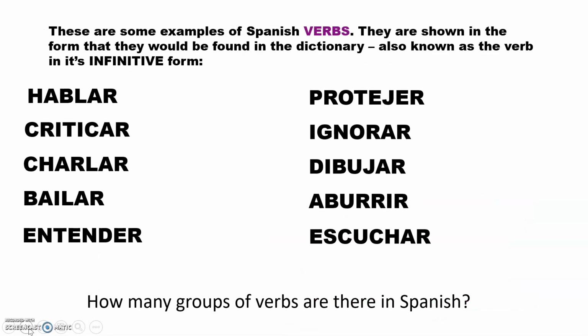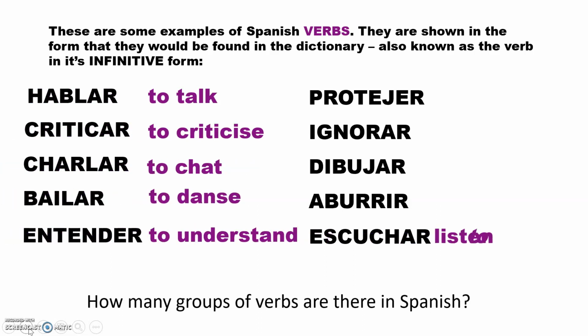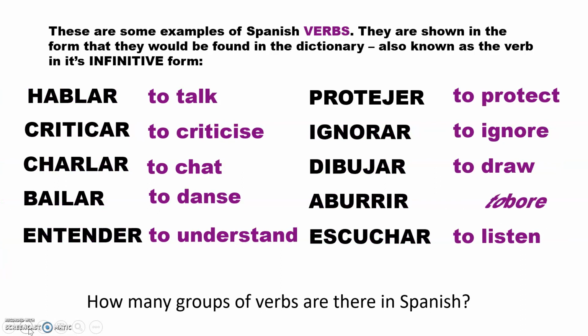Well, below here, we can see some examples of Spanish verbs. Now, these verbs are shown in the form that would be found in a dictionary. This is known as the verb in its infinitive form. Hablar, criticar, charlar, bailar, entender, proteger, ignorar, dibujar, aburrir y escuchar. As I said, these are in their infinitive formats. You can see their English translation starts with to talk, to criticise, to chat, and so on and so forth. However, we don't know who's doing the talking, the protecting. We don't know when this action is taking place. They're in their infinitive format.